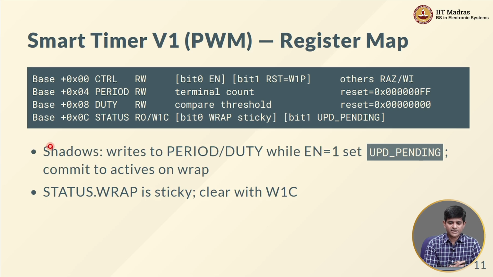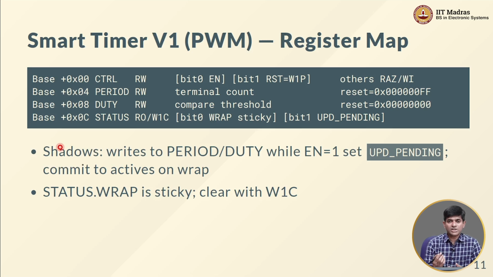The idea of a shadow register is, I do not want to change the behavior of a system midway through whatever functionality it is doing. I would rather wait until it gets into some kind of an idle state and then update it. And the simplest way to do that is, I use one extra bit. Whenever enable is equal to 1 and it is counting, I just set update pending, and then as soon as it hits the wrap, in other words when the wrap pulse comes, I say okay, now I have gone back to 0, this is a good time to change my parameters. Take the shadow registers, the period and the duty cycle, and update them to be active values.